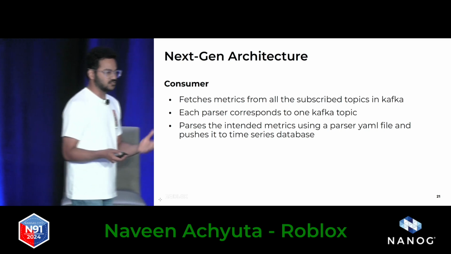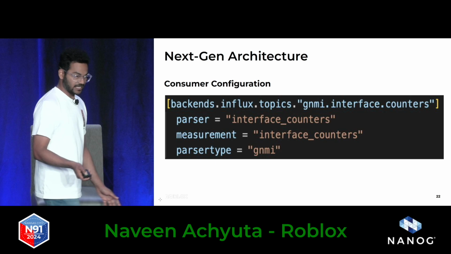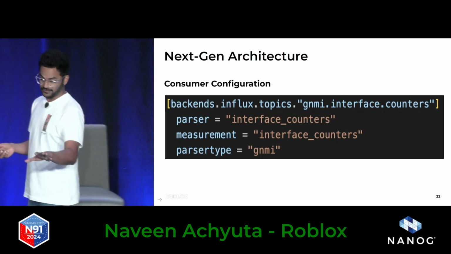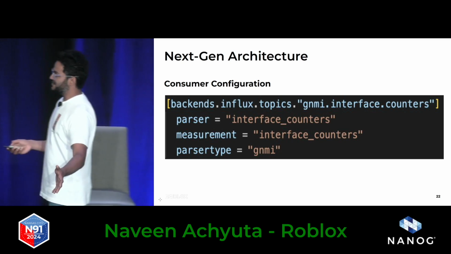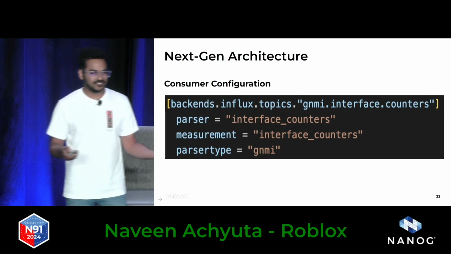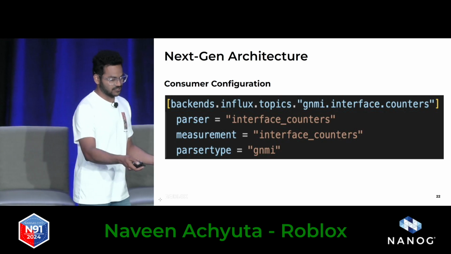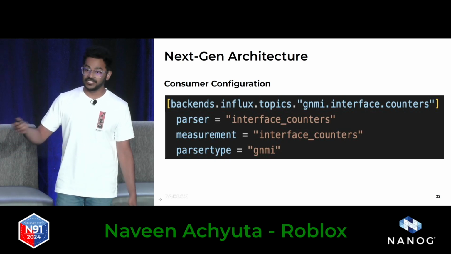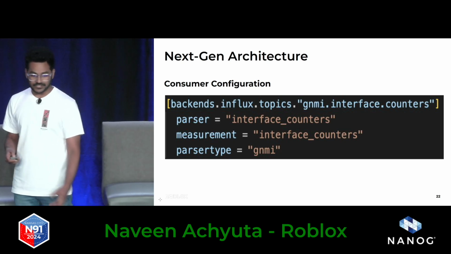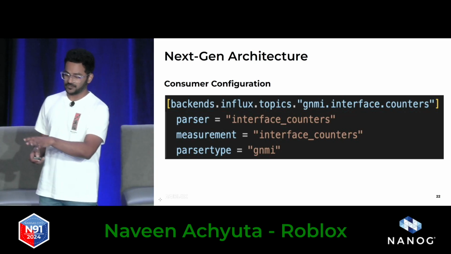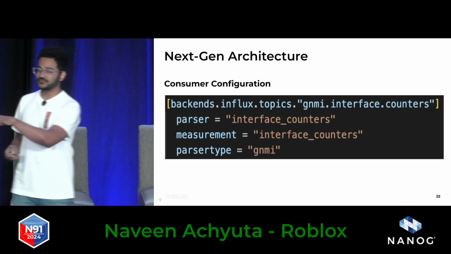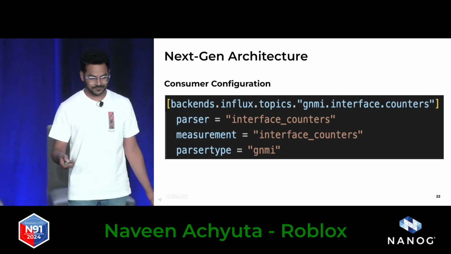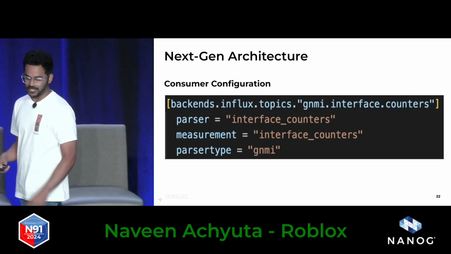So how does the consumer configuration look? This is again a subset of the configuration we have in the consumer. The first line you see is backends, influx. If you're using Influx time series database, you mention that here. It is extendable, so you can have other databases as well. It's really easy to add. And you're saying, from this topic, gnmi.interface.counters, if you're fetching from that topic, use the parser called interface_counters, where we define what we want to parse.